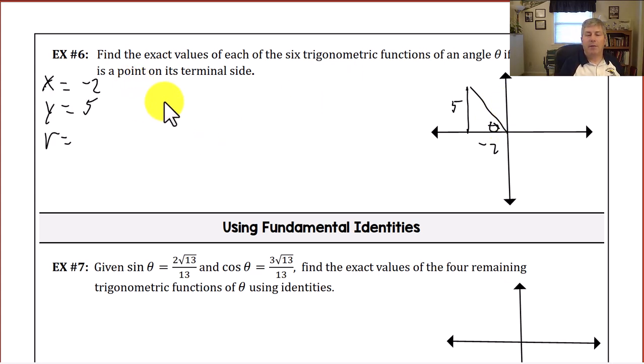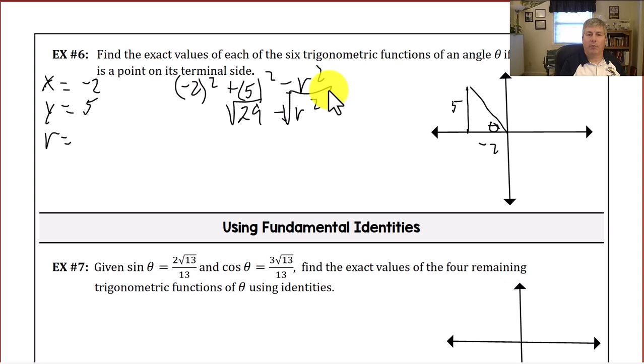And we'll do that by using the Pythagorean theorem. So we have negative 2 squared, x squared plus y squared equals r squared. So we have 4 plus 25 is 29 equals r squared. And when we square root both sides, we get r is equal to the square root of 29. And since r is always positive, we'll disregard the negative square root of 29, and we can do all of our trig functions.